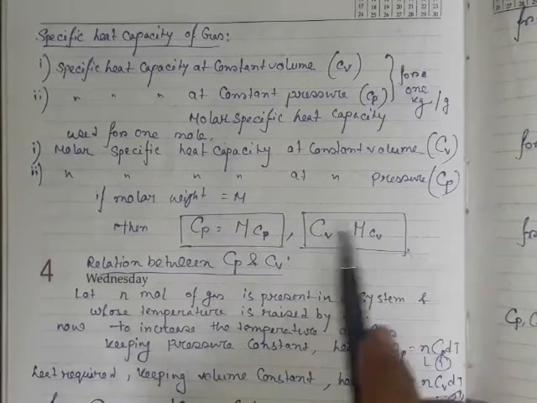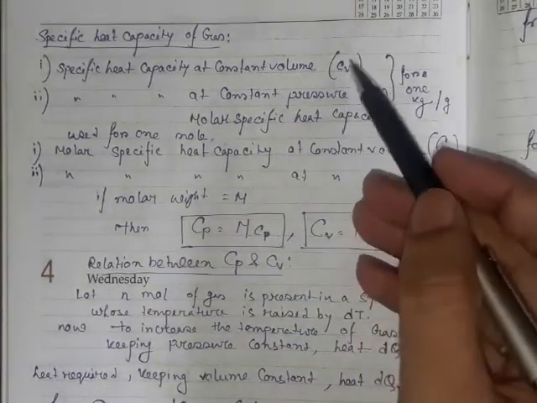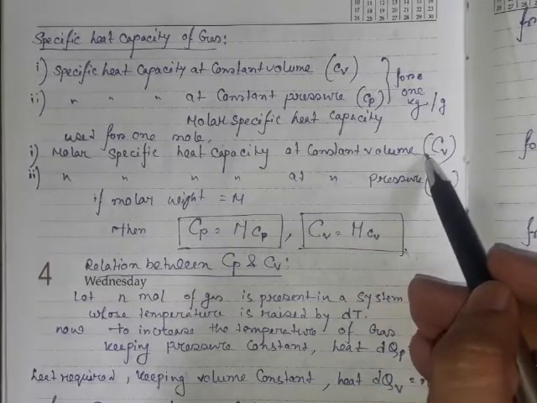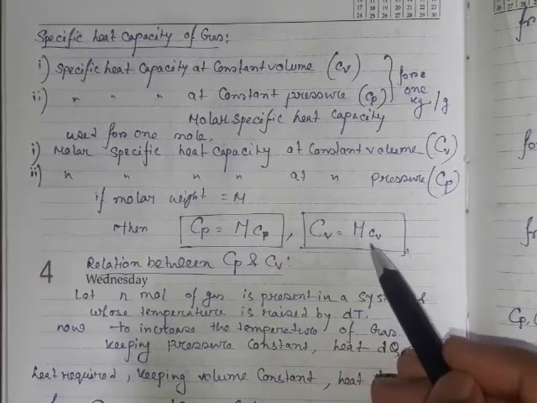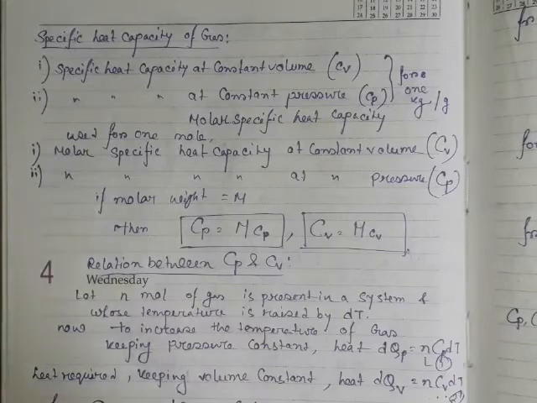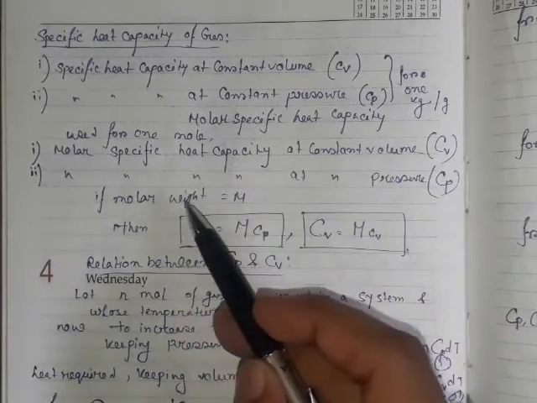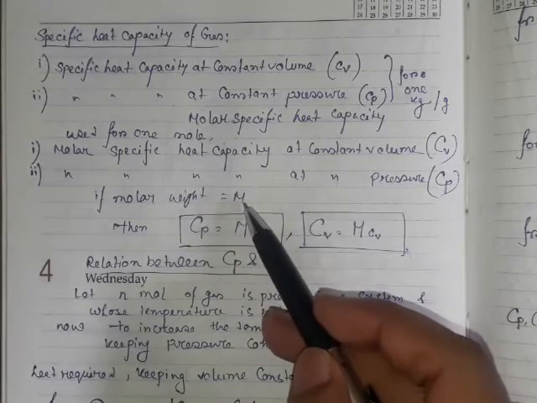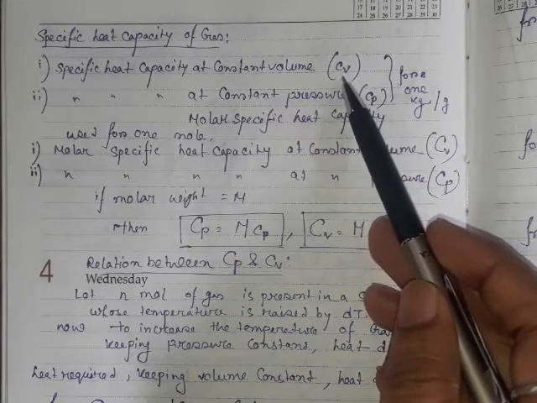If the molar weight of the gas is capital M, now this small CV, that is the specific heat capacity at constant volume, and this capital CV, molar specific heat capacity at constant volume, are linked by this equation: capital CV is M times the small CV. The reason is that small CV is defined for 1 kg and capital CV is defined for 1 mole, and as we know, the molar weight is capital M. That means 1 mole of gas means M kg of gas, and for 1 kg the amount of heat is small CV.